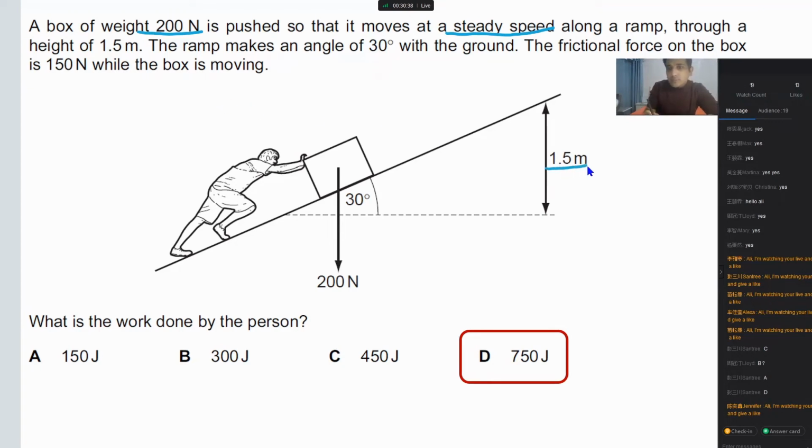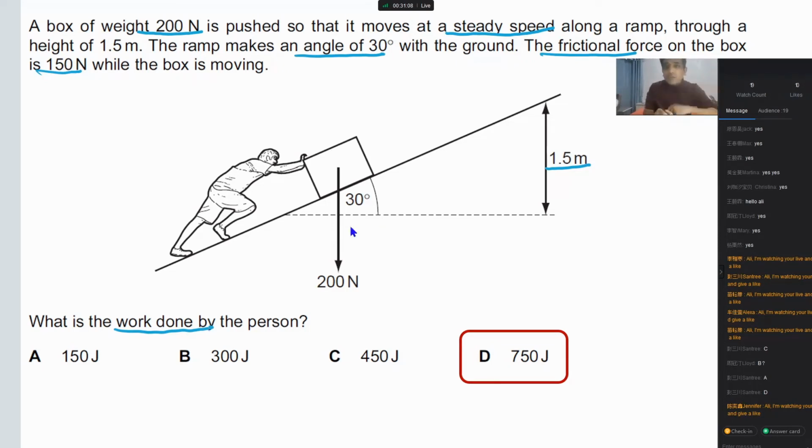The height is given. The angle of the ramp is given. The frictional force acting on the box is given. What is the work done by the person? Now you need to understand, this person has to push this box. You can imagine this is the box. I place it here and push it this way. If I need to move it with constant speed, I need to apply a force equal to the resistive forces.